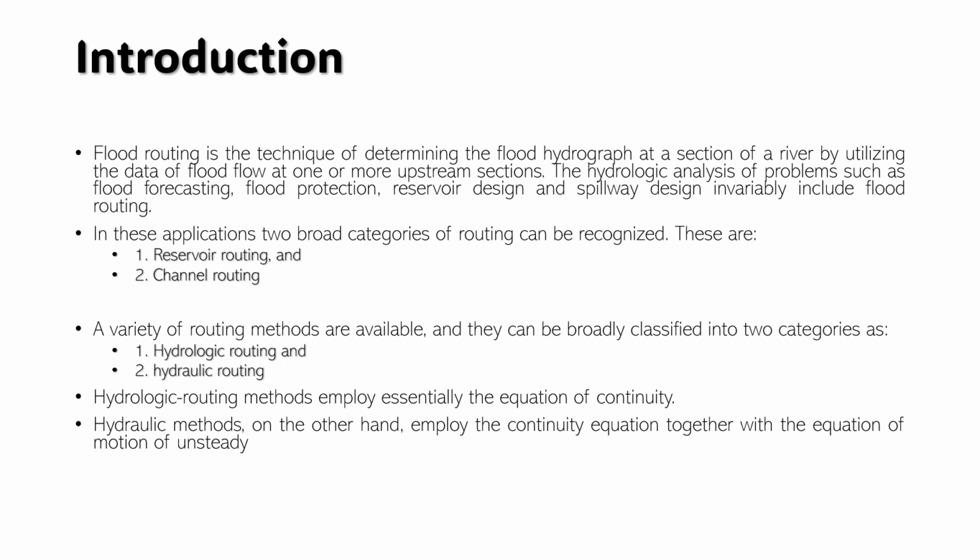So flood routing, as I have discussed in the previous lecture, can be defined as a technique to determine the flood hydrograph at a section of river by utilizing the data of flood flow at one or more upstream sections. To be more precise, when I predict the downstream hydrograph with the help of the upstream hydrograph, I am using a technique known as flood routing, or routing rather.